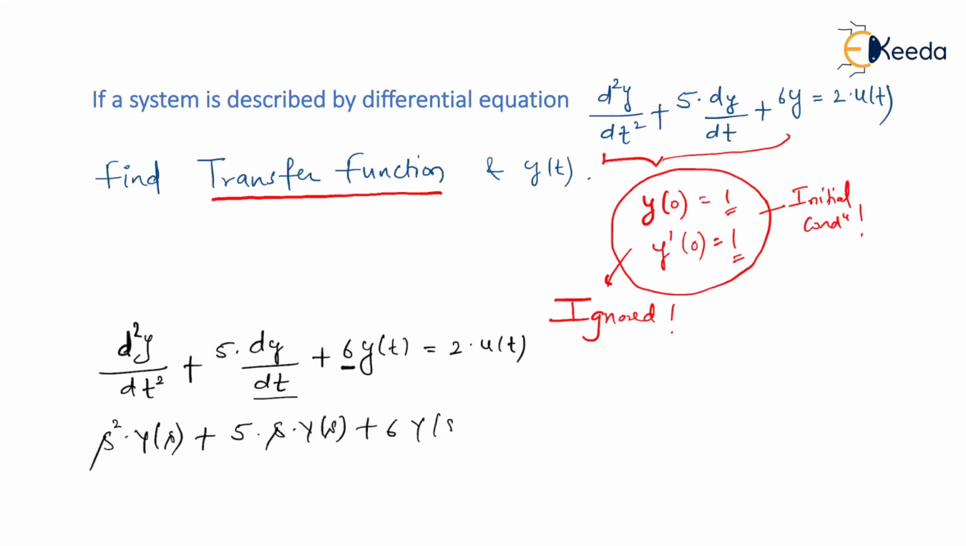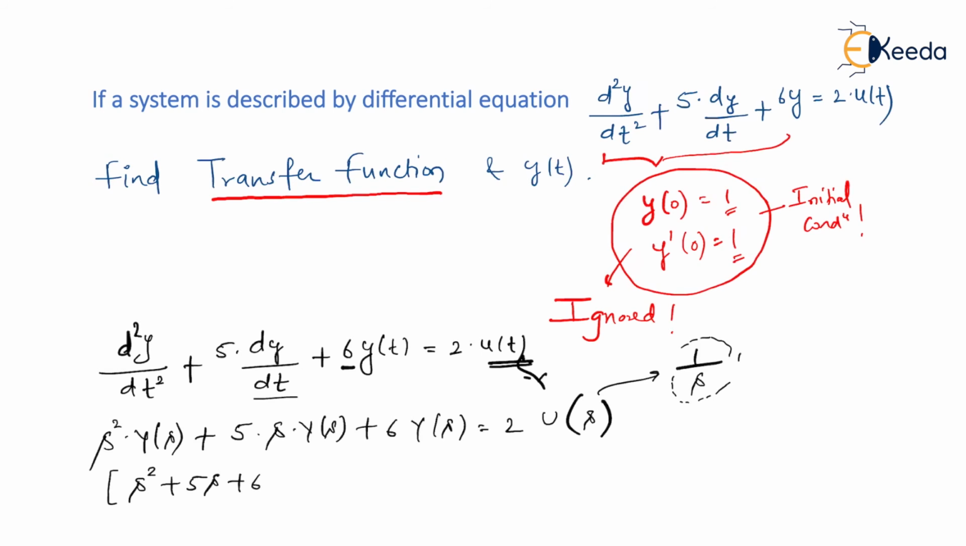Y of t's Laplace is y of s, which is equal to 2 times, again, u of t is nothing but a unit step. So instead of writing its Laplace transform, I'll just write it in this form, u of s. Of course, you know that u of s is nothing but 1 by s, but I'm not going to substitute this value for some reason. So I'll write this as u of s only. So let us take y of s out. What remains inside is s square plus 5s plus 6 times y of s, which is equal to 2 times u of s. Am I right?